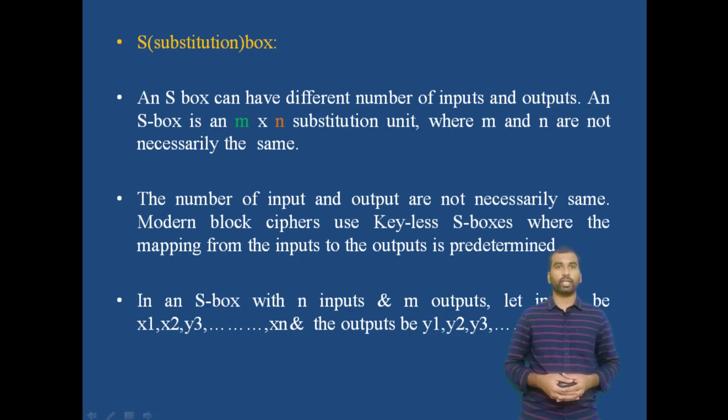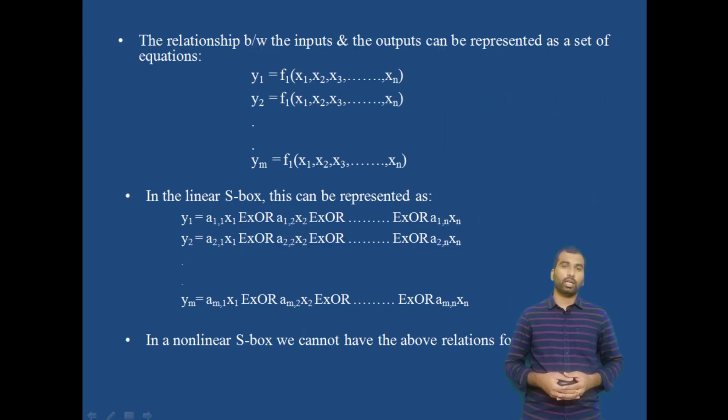The relationship between the inputs and the outputs can be represented as a set of equations: y1, y2 and so on to yn are the outputs, and x1, x2 to x8 are the inputs. In the linear S box, this can be represented like this: y1 equals a11 into x1 XOR a12 into x2. Like that, you have to perform the operations.